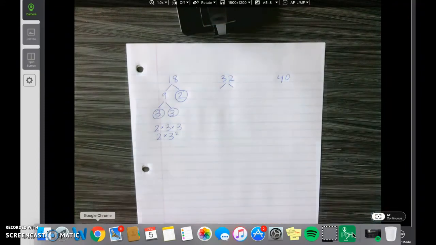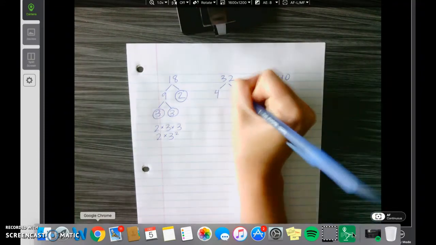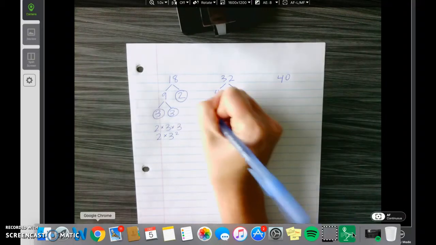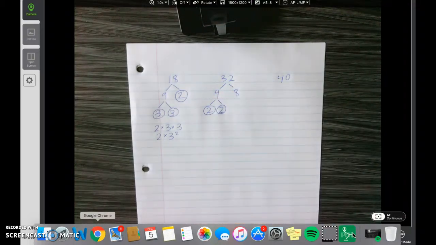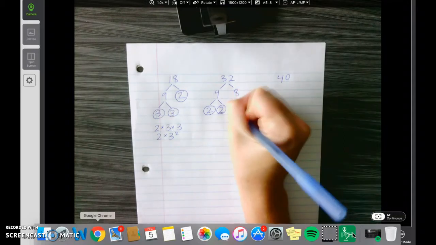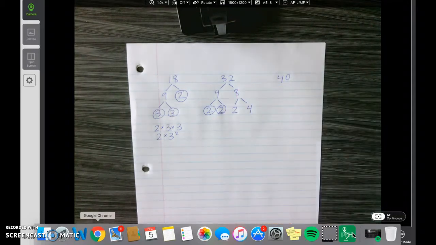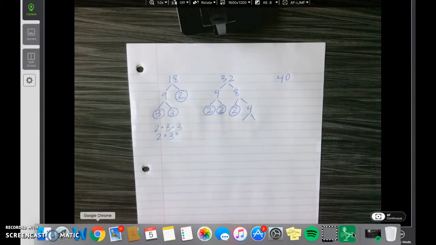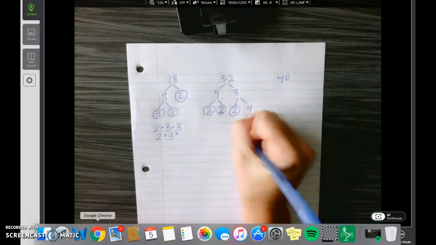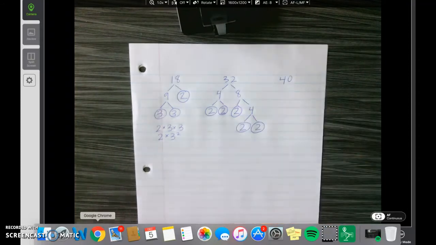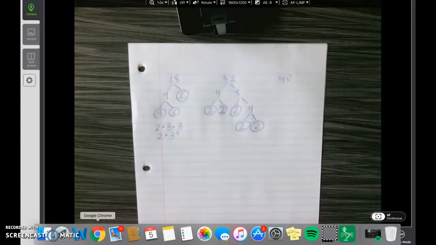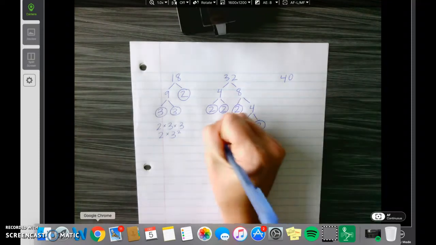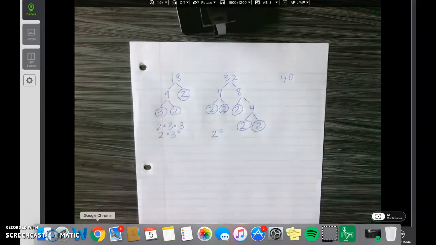Now I'm going to do the same for 32. I know that 4 and 8 make 32. Both of those are composite, so I'm going to keep going. 2 times 2 makes 4. Both of those are prime, so I'm going to circle them. I know that 4 times 2 makes 8. Since 2 is prime, I'm going to circle it, but I'm going to keep going with 4. 4 is composite, and I know that 2 and 2 make 4. So now when I think about my factors, I have 5 factors, each of which is 2. So I can write that as 2 to the power of 5.